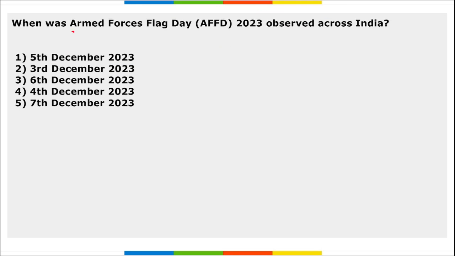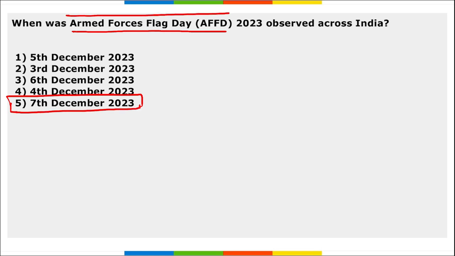Next, when was Armed Forces Flag Day observed across India? Armed Forces Flag Day was observed on 7th of December, right? I repeat, Armed Forces Flag Day was observed across India. Correct? When? On 7th of December. The first ever Armed Forces Flag Day was observed on 7th of December in 1949. Right?